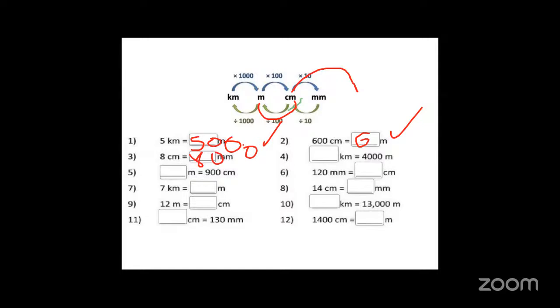Example 4, you are converting 400 meter to kilometer. So that is down. So you divide by 1,000. We divide by 1,000, that will give us 4. And then you should be able to solve the rest of the examples that are there.